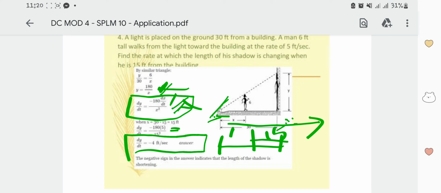Okay? So, with similar triangles, usually you use ratio and proportion. Then, once you have a ratio and proportion equation, you're going to use the given. So, when x is equal to the given value, substitute it into your key equation, and that would give you the answer.